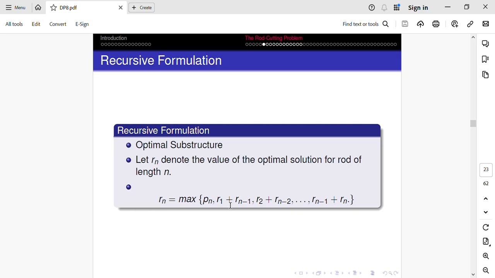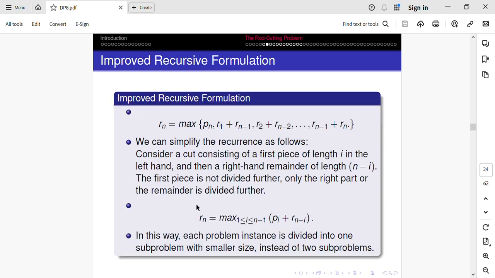Then we can consider cutting at position 1. Then we have 2 smaller subproblems: a rod of length 1 on the left side, whose solution is recursively R1, and a rod of length n minus 1, whose recursive solution will give us R(n minus 1). In this way, at position 2 and up to position n minus 1, we consider all possible values and the possible revenue, and we take the maximum because it is a maximization problem.